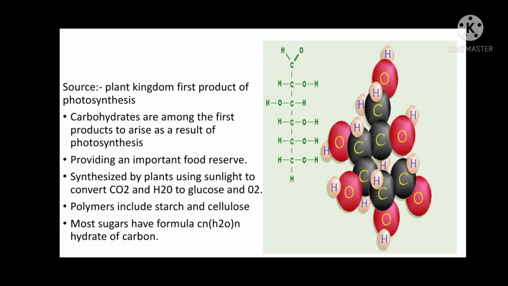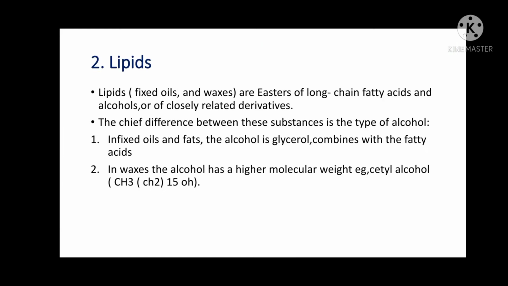Carbohydrates are among the first products to arise as a result of photosynthesis, providing an important food reserve synthesized by plants using sunlight to convert carbon dioxide and water to glucose and oxygen. Polymers include starch and cellulose. Most sugars have the formula CnH2nOn, hydrates of carbon.